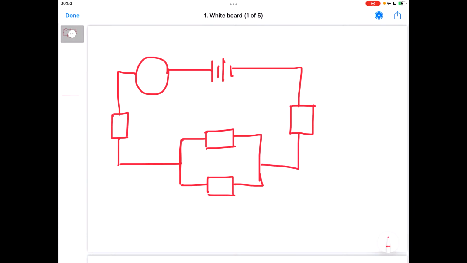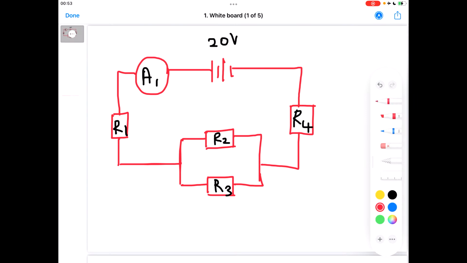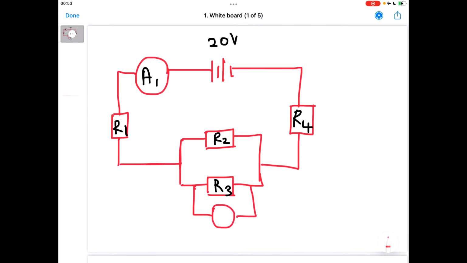Let me say we are having 20 volts, and then an ammeter, ammeter 1, and then we have R1. Let's say this is R2, this is R3, this is R4, and again let me connect something there, and then that one is obviously going to be the voltmeter, V1.